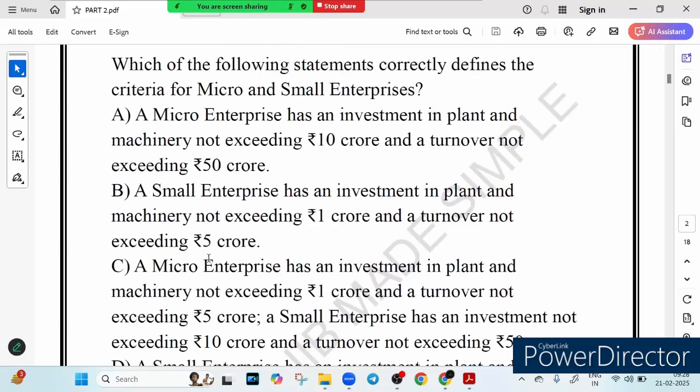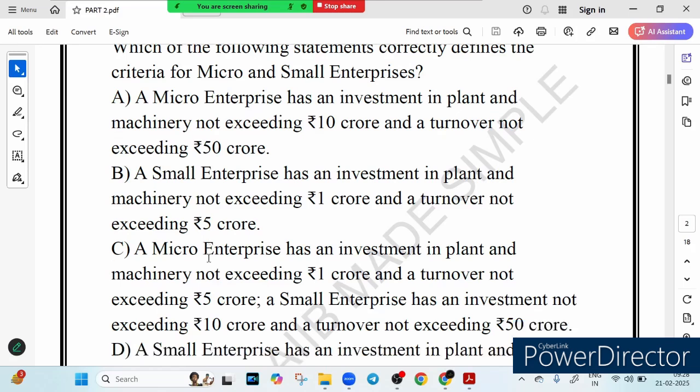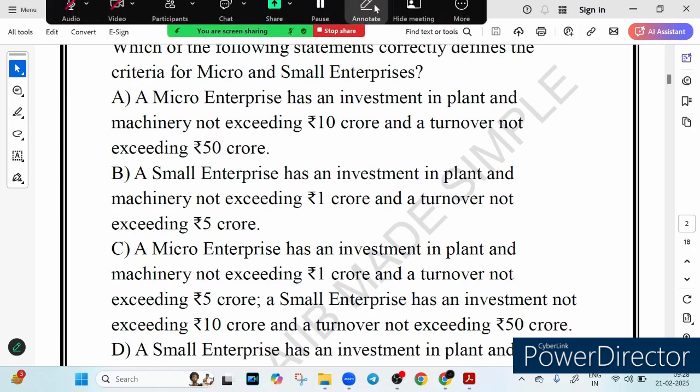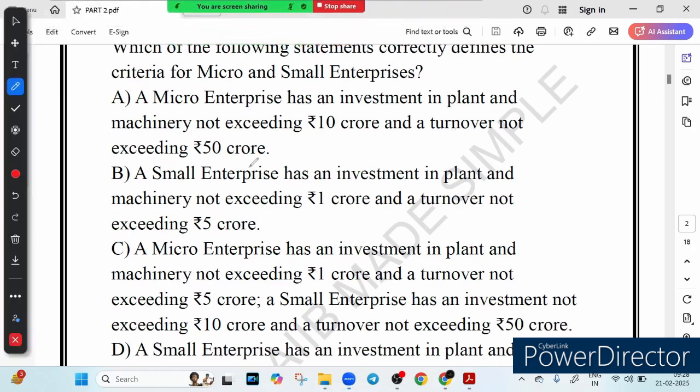Question on your screen. Which of the following correctly define the criteria for micro and small enterprise? Right. So the criteria for micro and small enterprise has been asked. Option A: a micro enterprise has an investment in plant and machinery exceeding 10 crore and turnover not exceeding 50 crore. Option B: a small enterprise has investment in plant and machinery not exceeding 1 crore and turnover not exceeding 5 crore.